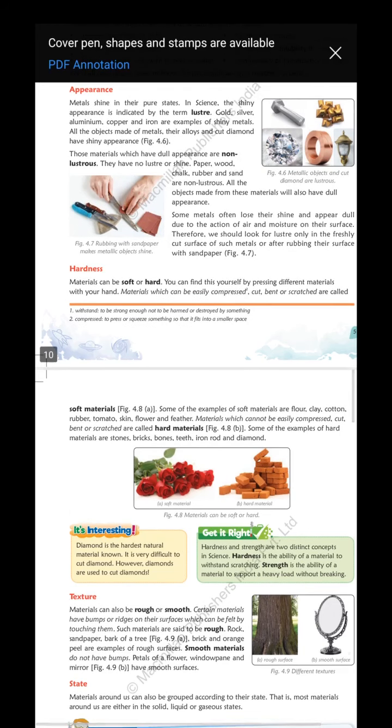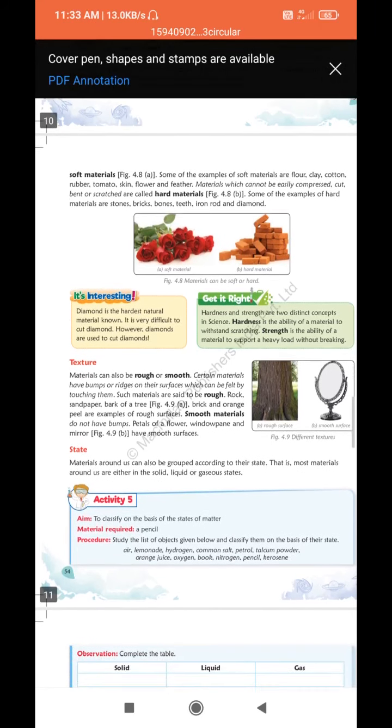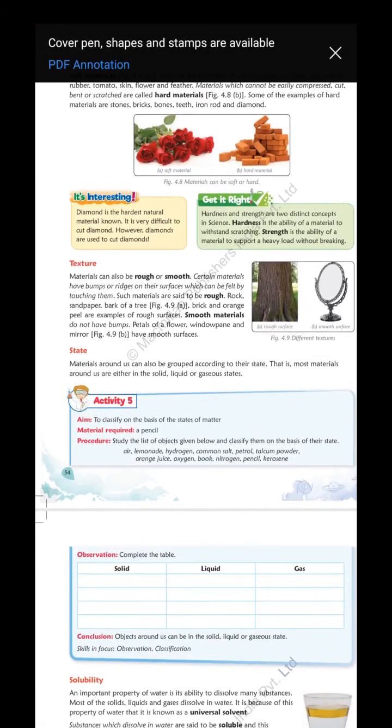Easily we can compress, very soft. Soft materials examples here are flour, clay, cotton, rubber, tomato skin, our skin, flowers and feathers. These all are very soft. And hard materials are metals. Materials that resist being bent or scratched are called hard materials. We cannot easily compress or cut them, like teeth, bones, bricks, stones, iron rods and diamonds. These all are very hard in nature.